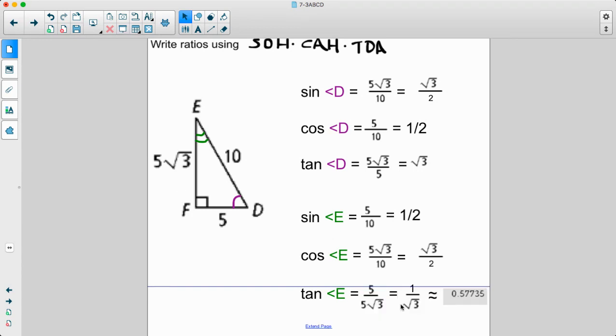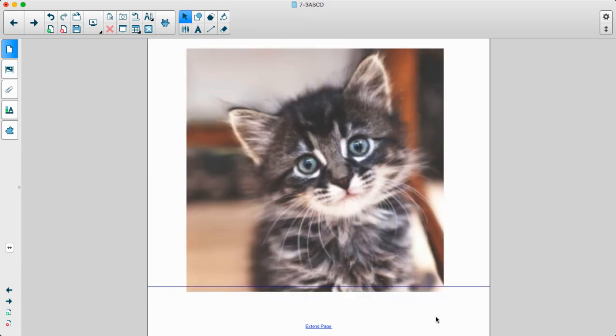Now this one's a little different because you're not allowed to have a radical in the denominator, so you can use your calculator to get a decimal approximation, or you could rationalize your denominator if you'd like.